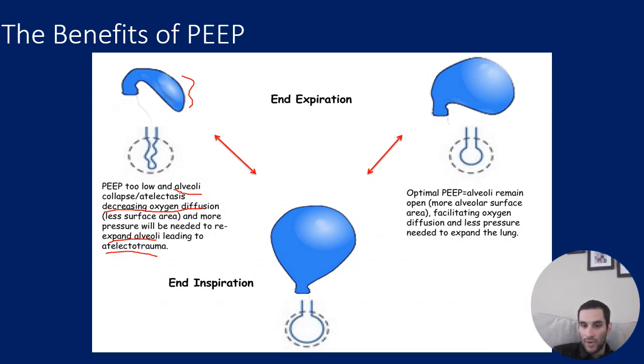Now, if you have good PEEP, meaning there is still some pressure left when you breathe out, the alveoli stay open. You don't have to open and close them. You can diffuse oxygen better, and you don't need as much pressure to re-expand the lung on the next breath. So this gives you several advantages, and that's why PEEP's important. PEEP keeps the alveoli open, it facilitates oxygen diffusion, and then you don't need as much pressure to reinflate the lung on the next breath. So that's the importance of PEEP.